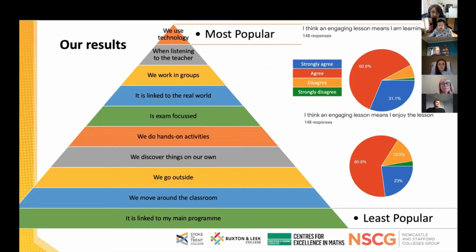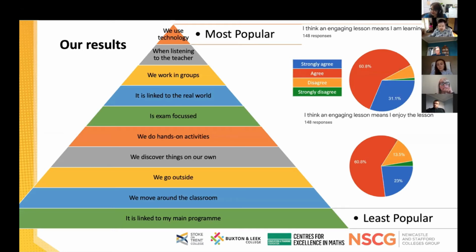When we asked the learners to rank the statements regarding the engagement activities, they responded saying that using technology was their most popular opinion, and then listening to the teacher, working in groups, the learning being linked to the real world, the learning being exam focused, doing hands-on activities, we discover things on our own, taking the learners out of the constraints of the classroom environment, moving around the classroom, and the learning being linked to the learner's main programme being the least engaging.